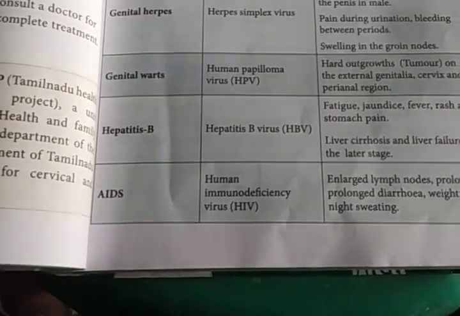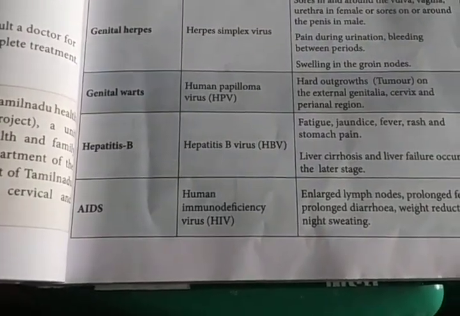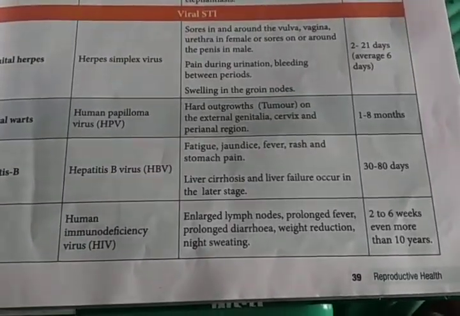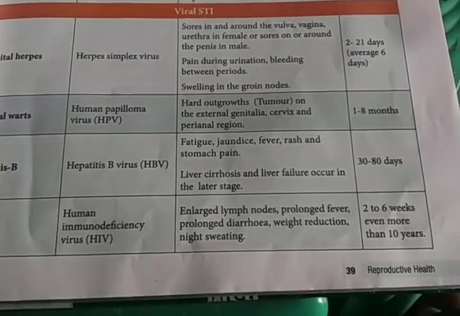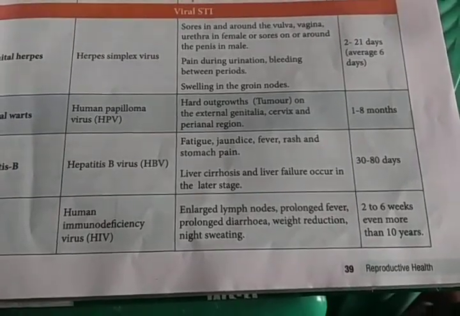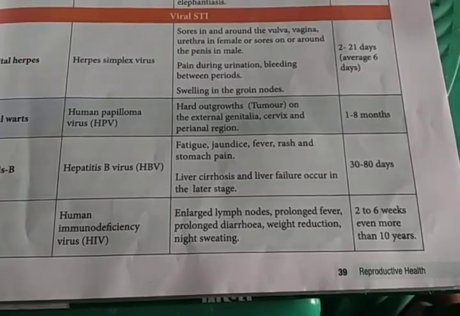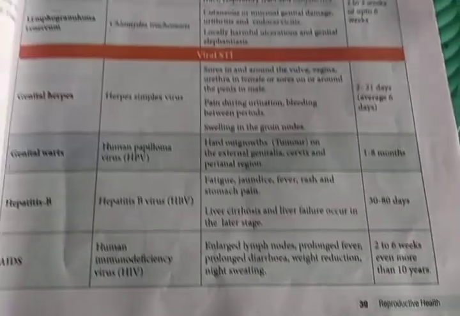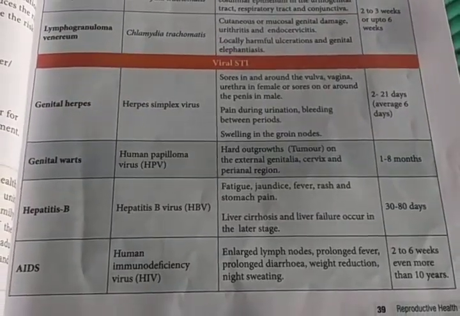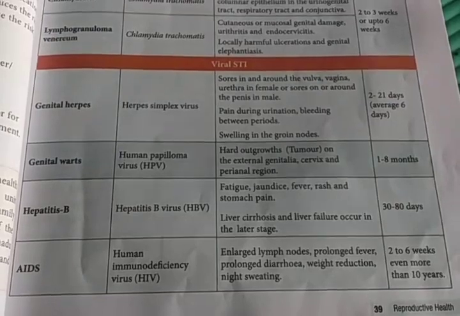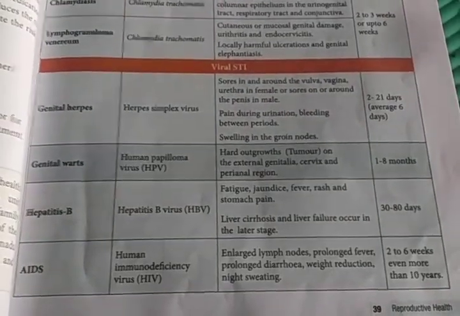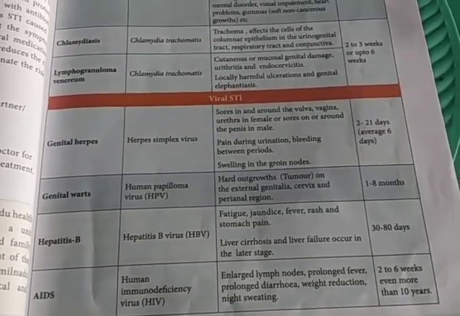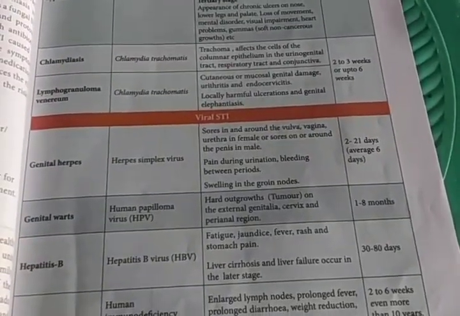Okay, then AIDS, caused by the human immunodeficiency virus, HIV. Symptoms: enlarged lymph nodes, prolonged fever, prolonged diarrhea, weight reduction and night sweating. Incubation period is 2 to 6 weeks, even more than 10 years. Can you understand these viral diseases? Genital herpes, genital warts, hepatitis B and AIDS. Bacterial diseases can be treated, but viral diseases have no cure. With the help of medication we can only reduce the symptoms.